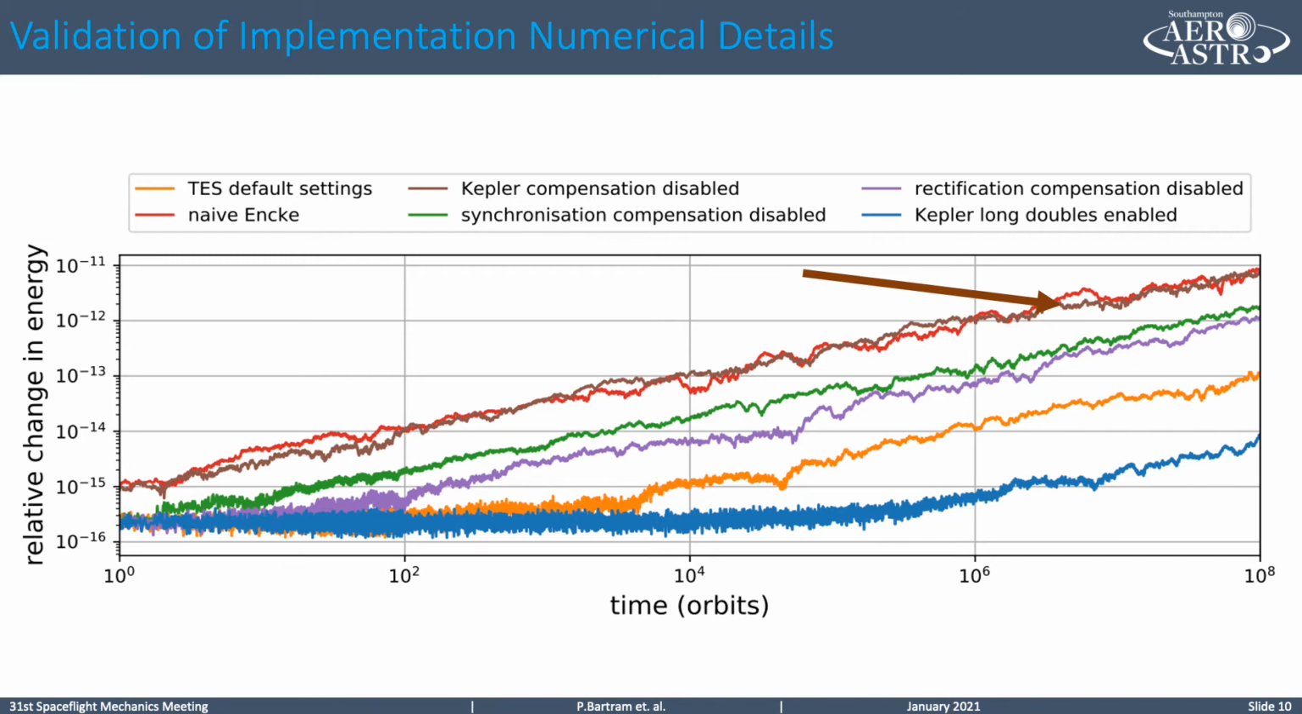And finally, if extended precision is permitted for use exclusively in the Kepler solver, then it's possible to improve the energy conservation by another order of magnitude, and at the same time ensure that no energy error is visible over the average lifetime of an object in LEO, which is the first thing that we think makes TESS a great tool for use in astrodynamics problems.